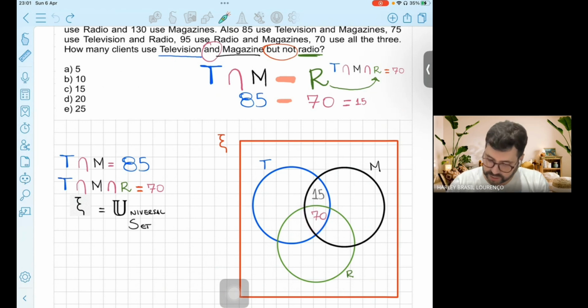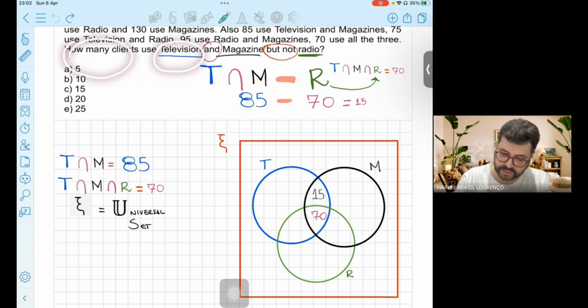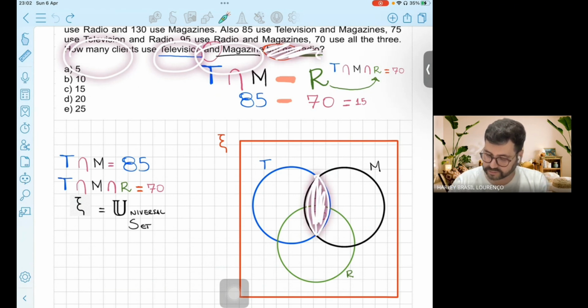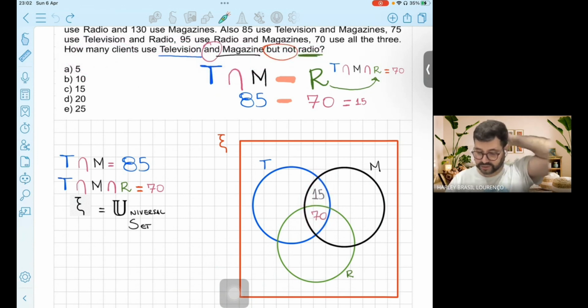I want to know how many of my clients use television and magazine, but not the radio. So television and magazine is this area. I know this total number of people here is 85. But if I take out the 70 that also like radio, what I have left is 15. And this is my answer. It's that simple. Game over.